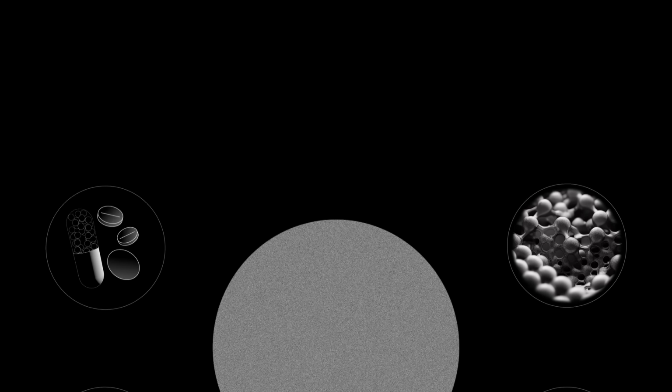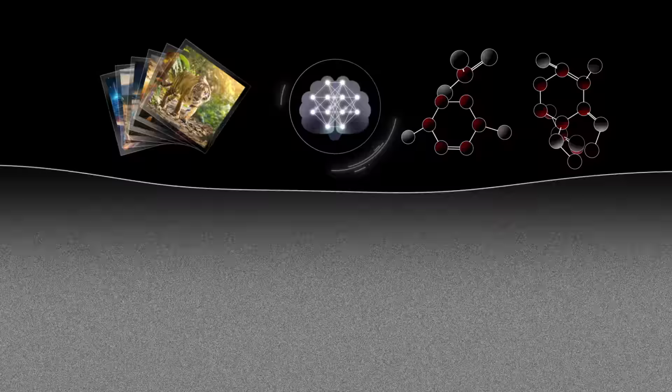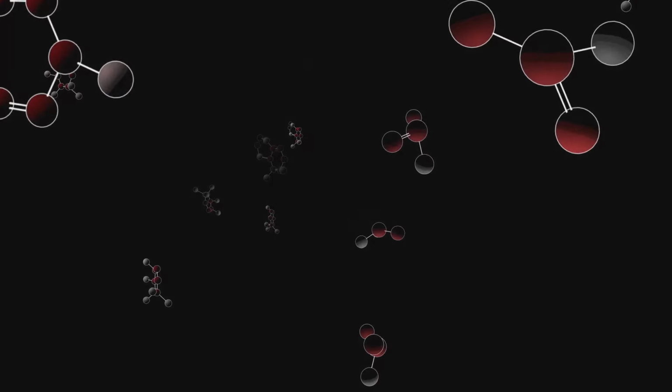So diffusion models aren't just about creating images or generating molecules. They're about exploring the vast possibilities that lie within the noise of a trained model. By harnessing the power of randomness and guided refinement, we're watching the next scientific breakthroughs emerge from the noise, one molecule at a time.